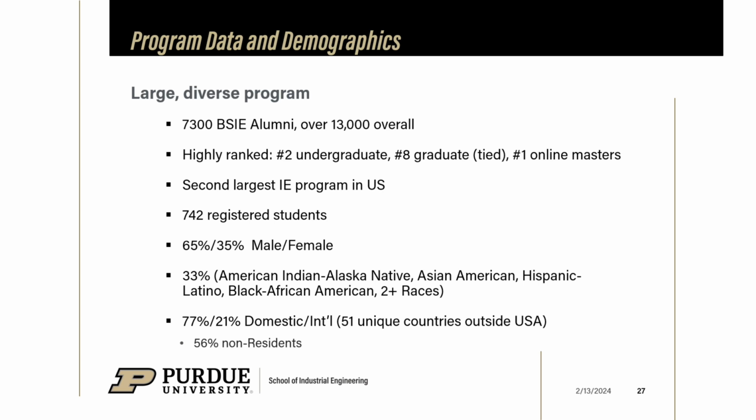We are highly ranked: the #2 undergraduate program in the US, #8 graduate, and then the #1 online master's program. So it's a very rigorous program. It's a highly respected program, and we prepare you really well for industry. We have about 750 registered students. We have a lot that go on co-ops or come in and out, and so we have a good amount of students. And then you can see the other demographics there.